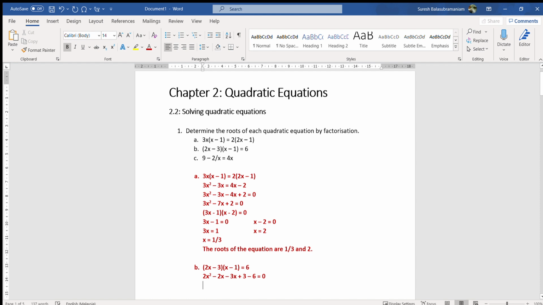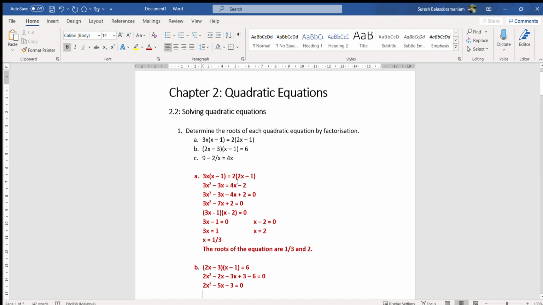So simplify: 2x² - 2x² - 5x, 3 minus 6 is minus 3, equals 0. Now we need to factor this again.